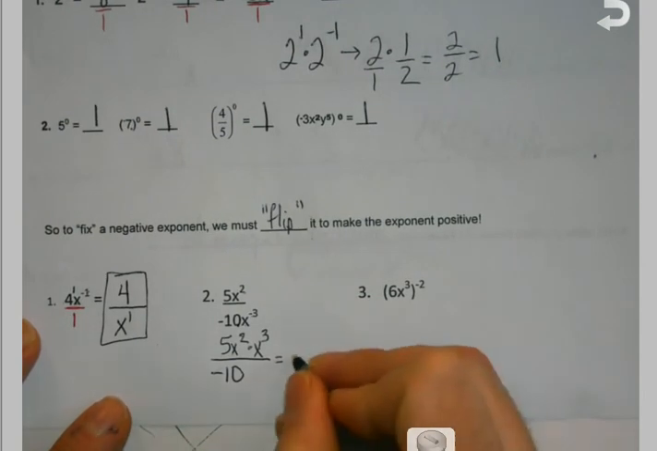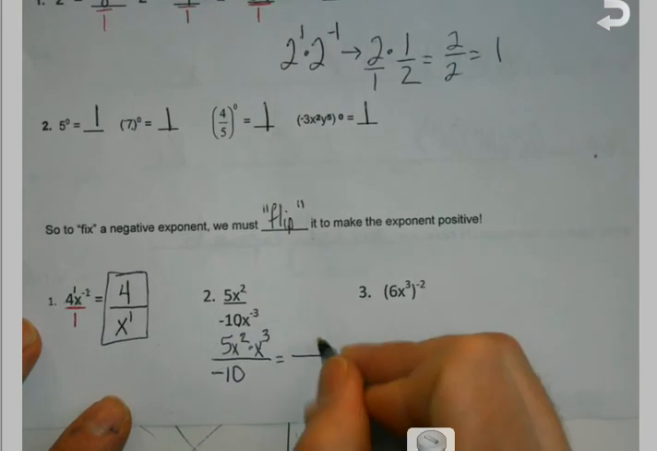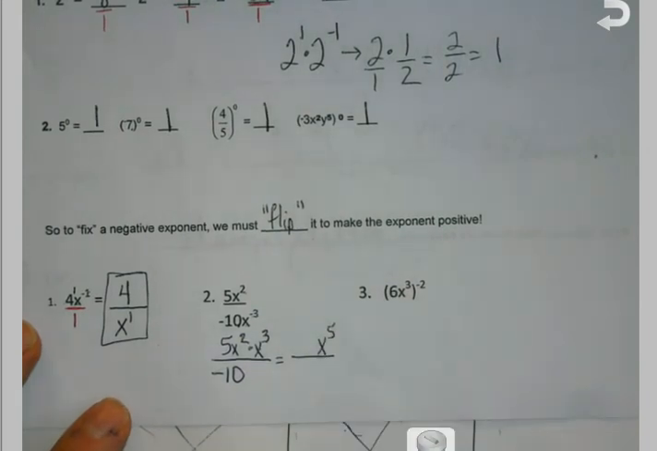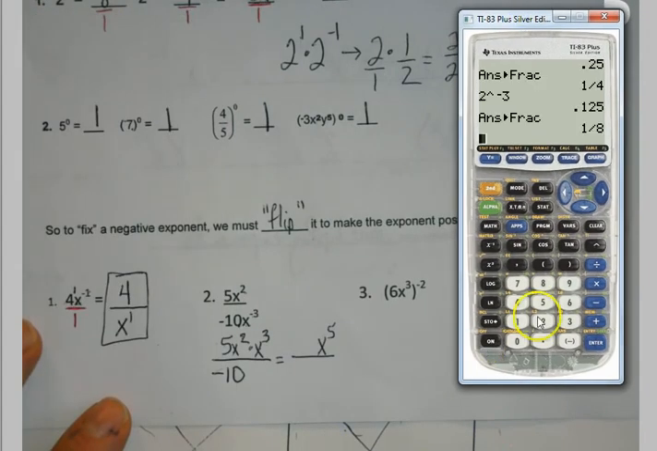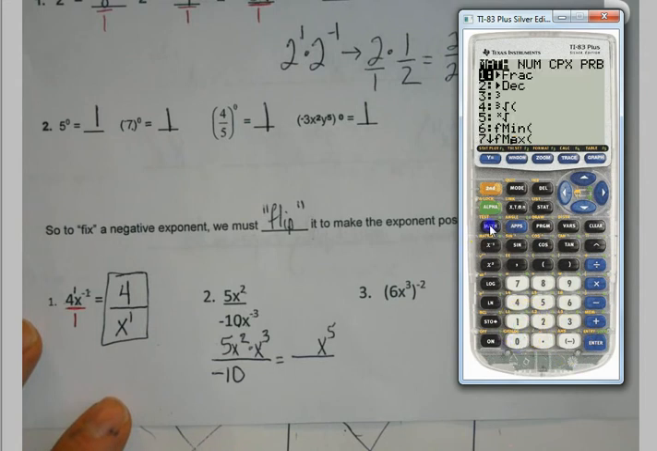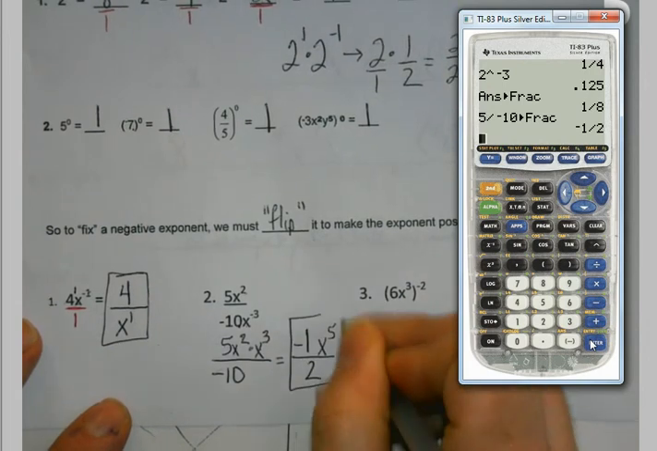So I look and I go, okay, now I'm multiplying them. So I add them up. That's where all these rules come in handy. And if I'm not sure what 5 over negative 10 reduces to, if you do, sweet, go with it. If you're not sure, let the calculator help you out. 5 divided by negative 10. Math, enter, enter. Negative 1 over 2. And I'm set.